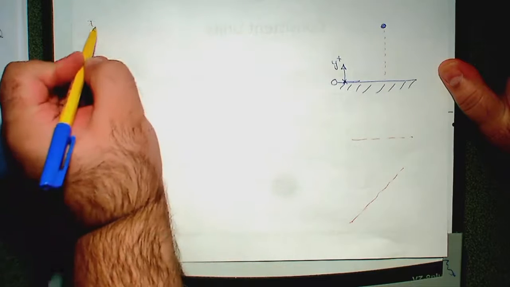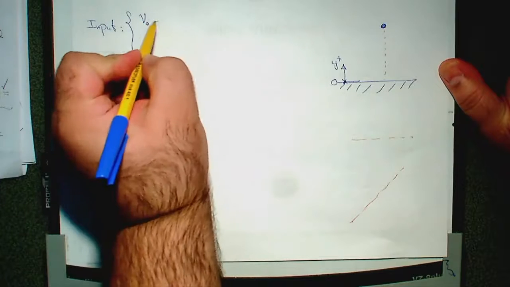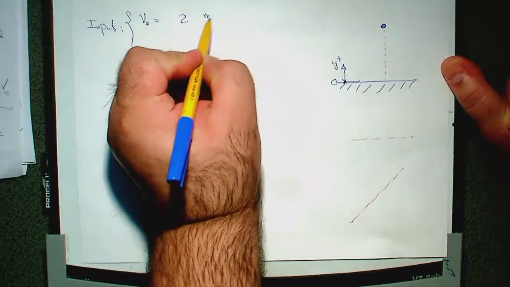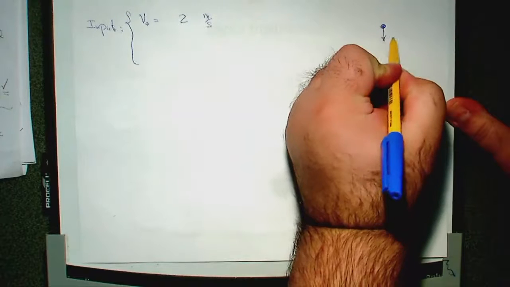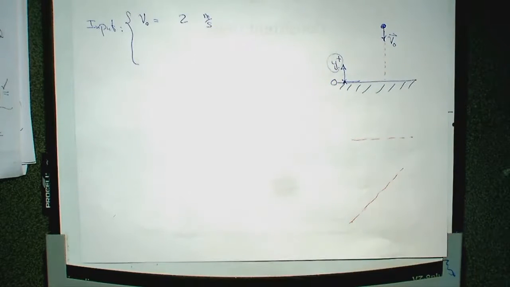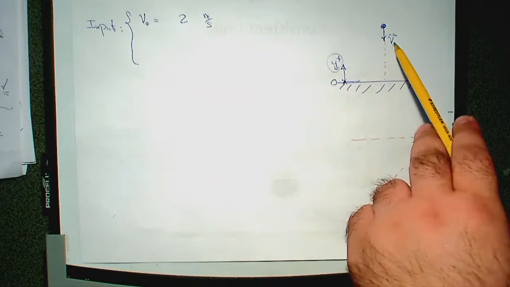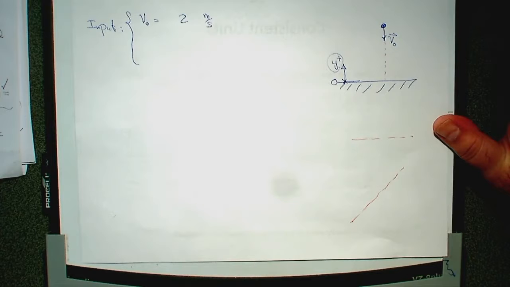Then the inputs. Initial velocity: the magnitude is 2 units, don't forget the unit, meters per second. The sign, positive or negative? This is V naught. We assume upward is positive. In this sign convention we chose, this is downward. It means negative.